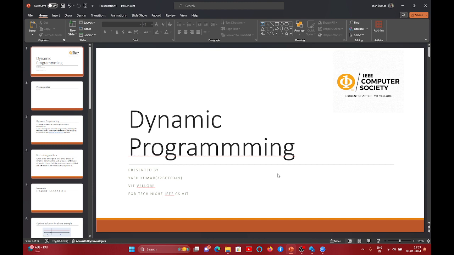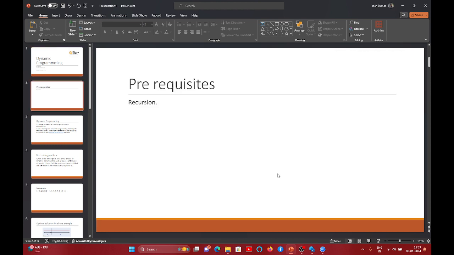Today I will be presenting a session on dynamic programming for IEEE CSVIT. So let's look into this. Our prerequisite is that you should know recursion, like in merge sort and all.